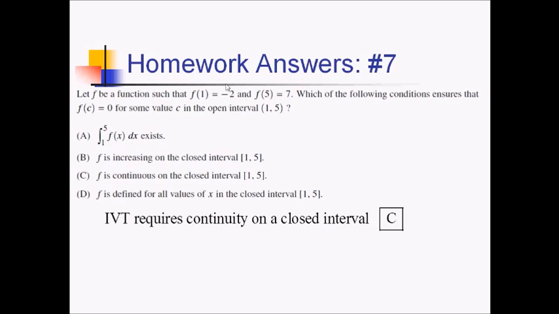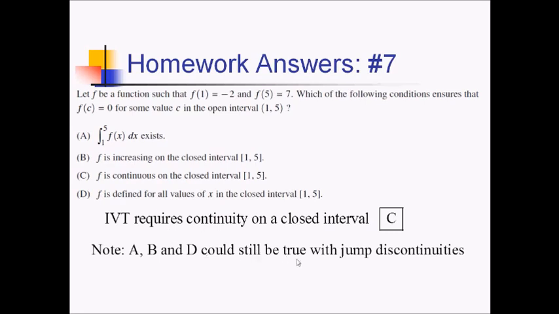We could jump from, say, negative 2 all the way to positive 1 and then keep increasing, and B would be satisfied. And now choice D, F is defined for all values of x. Well, that's also nice. However, you can have jumps where one of the parts of the jump has a solid dot. So because A, B, and D could still be true with jump discontinuities and discontinuities in general, that means that only answer choice C satisfies the IVT.